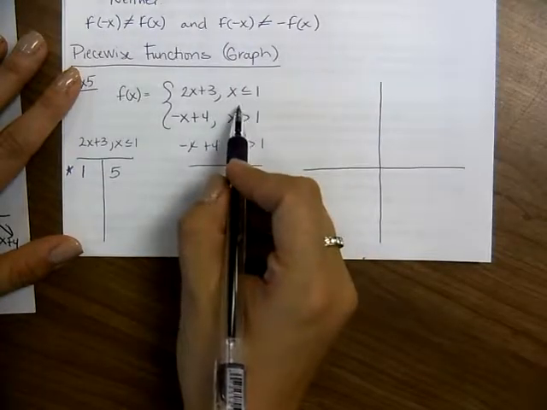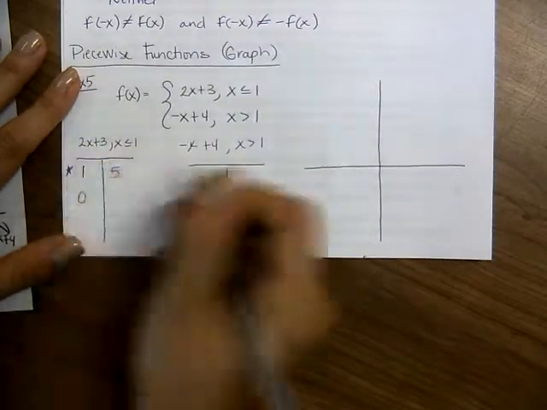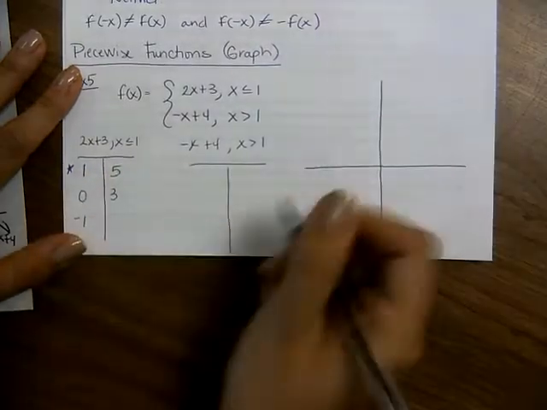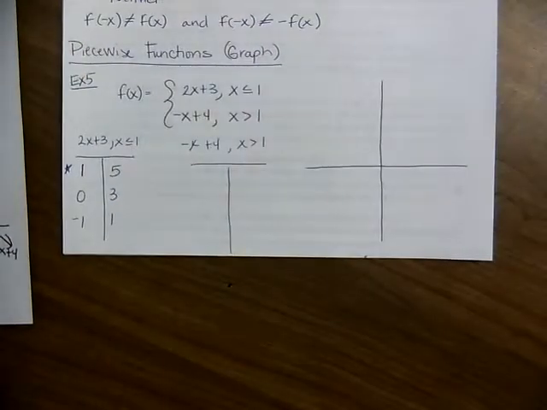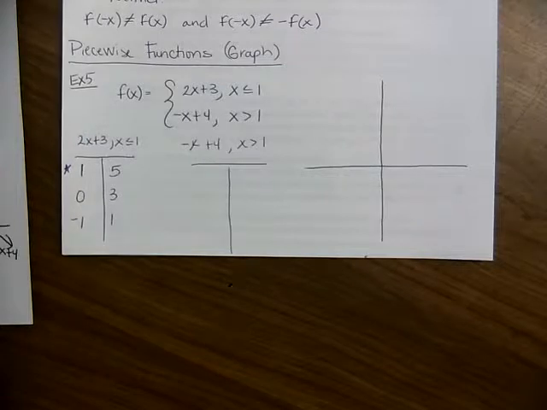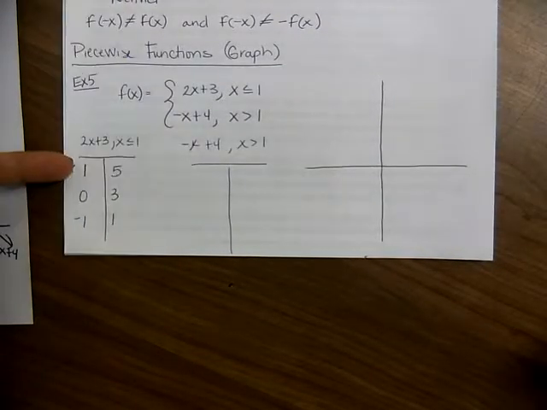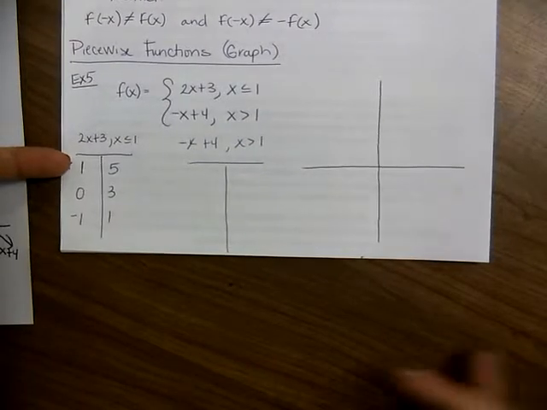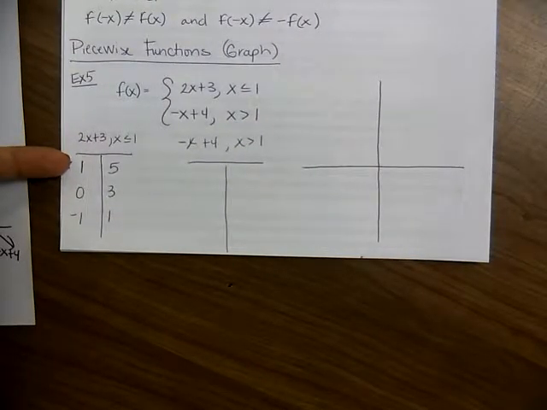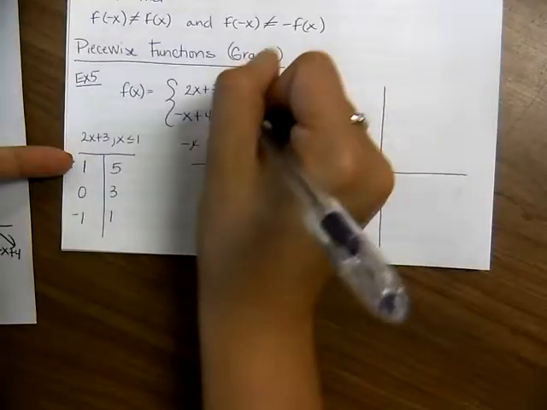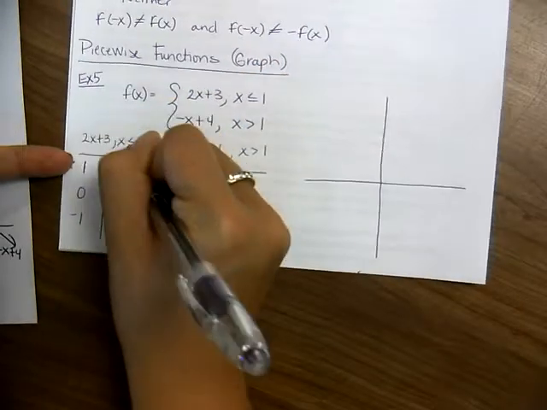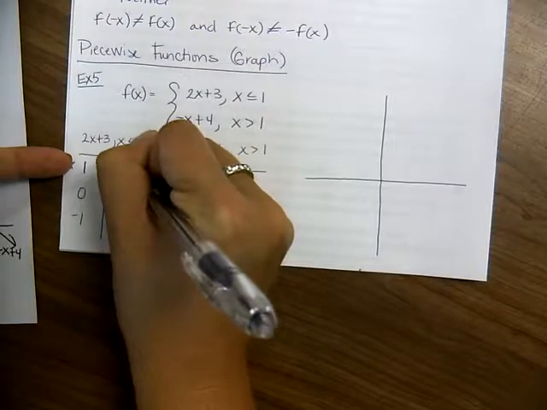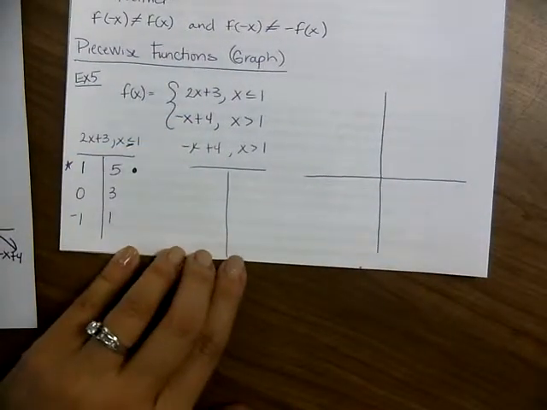So now we want to choose values that are less than 1. So like 0, I get 3, negative 1, I have 1. Good enough, okay? So this is a line. Now, thinking about this graph, this 1, 5, should this be like a closed or an open circle? Closed because of this equal to, right? So I'm just going to make myself a note and put a little closed circle next to it.